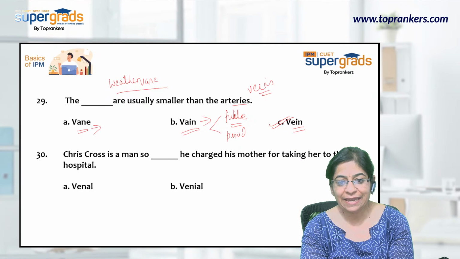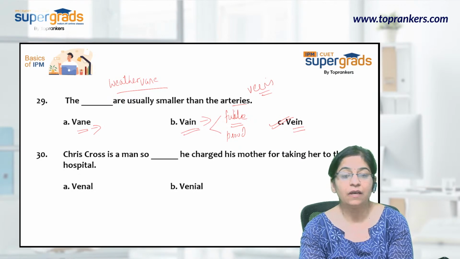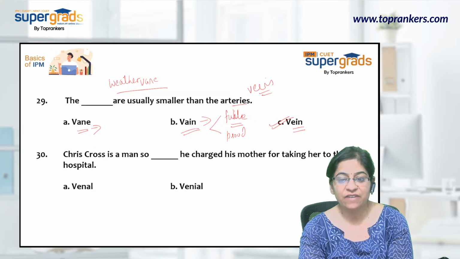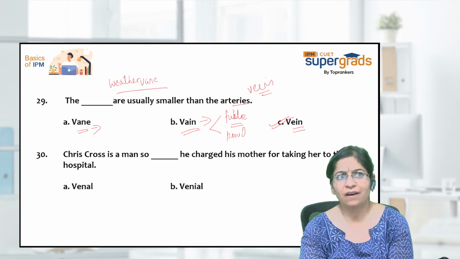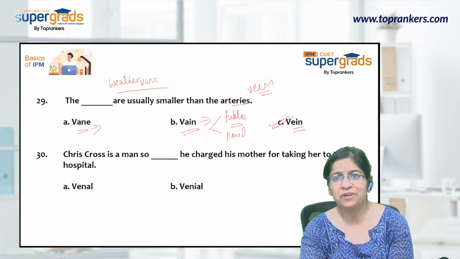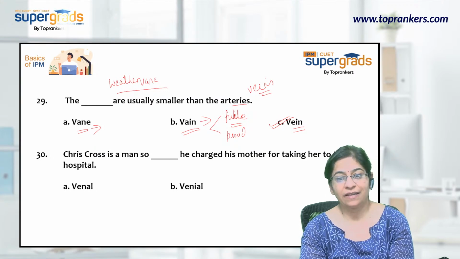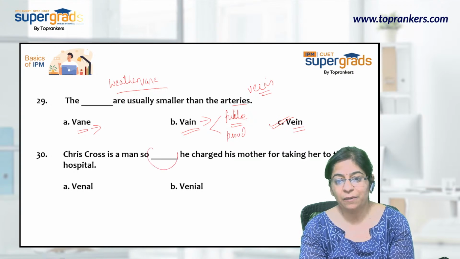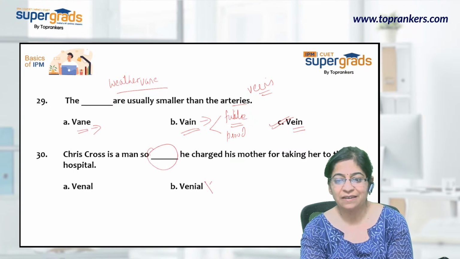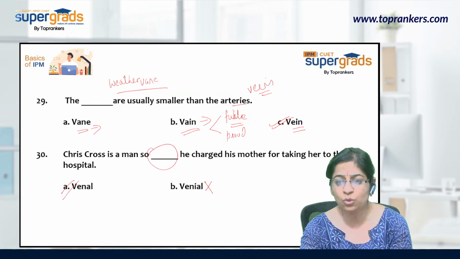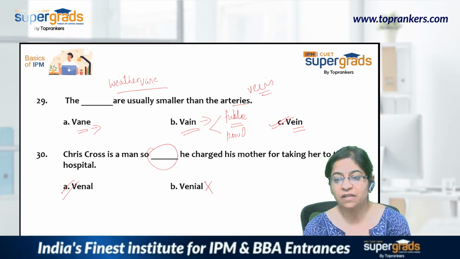So he is venal or venial. Now, venal is somebody who's corruptible, somebody who's bad. And venial is something that can be forgiven. So if somebody does something, something goes wrong, but it's not major, it doesn't really have a big or bad impact on something, it's probably forgivable. It is venial. Now we are talking about a man who's bad, so venial is probably a misfit. It should be venal. So Chris Cross is a man so venal he charged his mother for taking her to the hospital.